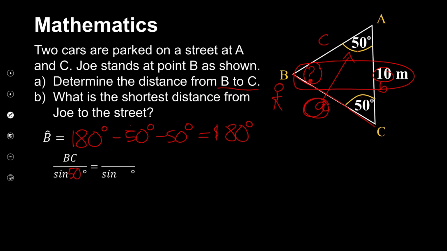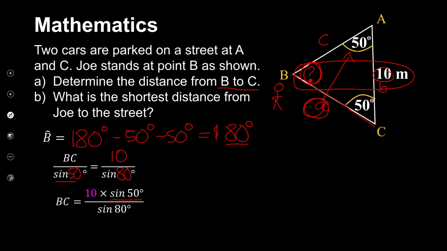Okay. And on this side, we have to put our full pair. So what's our full pair that we're given? Our side is 10 meters. And our angle is now this angle B that we've calculated here, which is 80 degrees. Rearranging this, we're just going to multiply throughout by sine of 50 so we isolate the BC on the left hand side, and so we end up with BC equals 10 times sine of 50 divided by sine of 80.